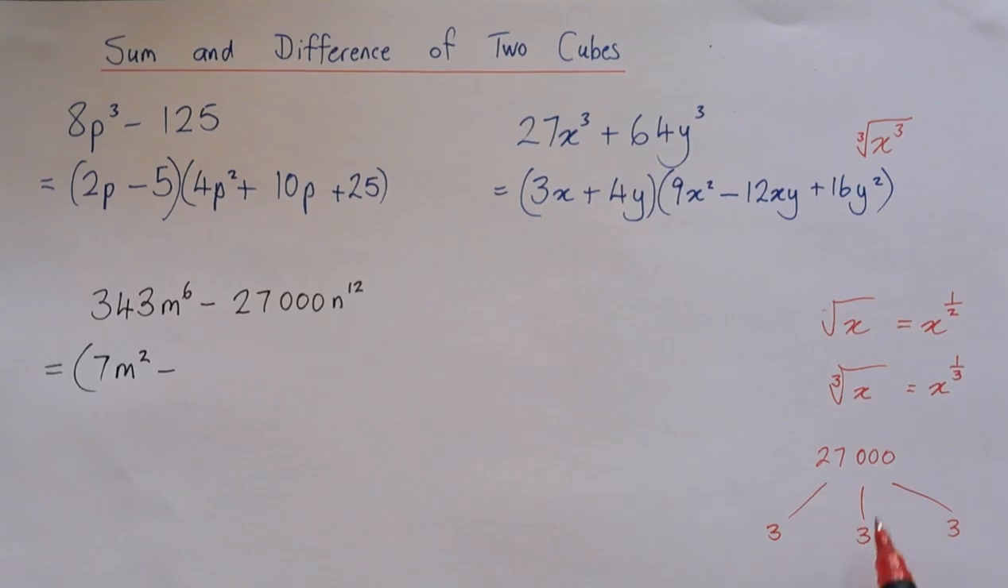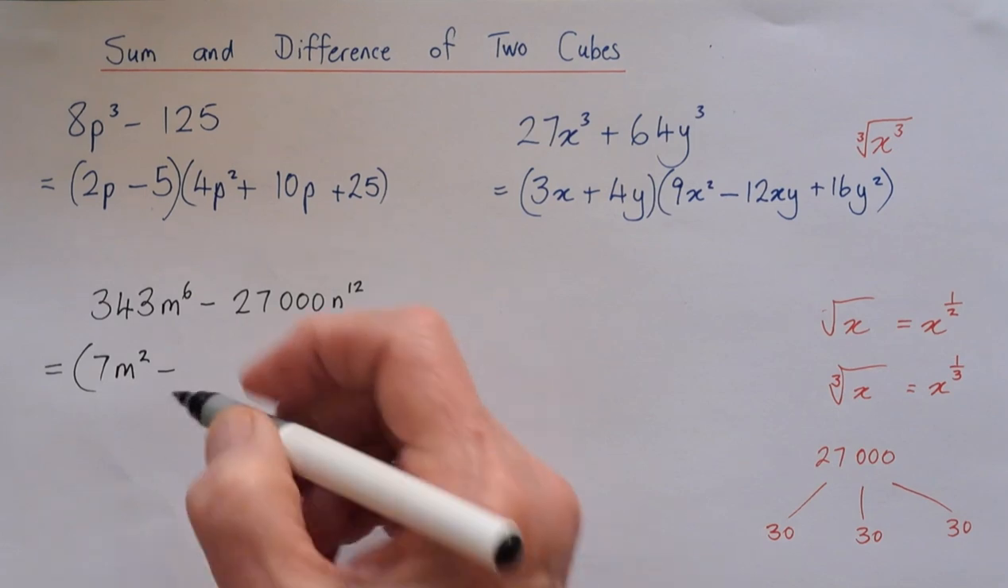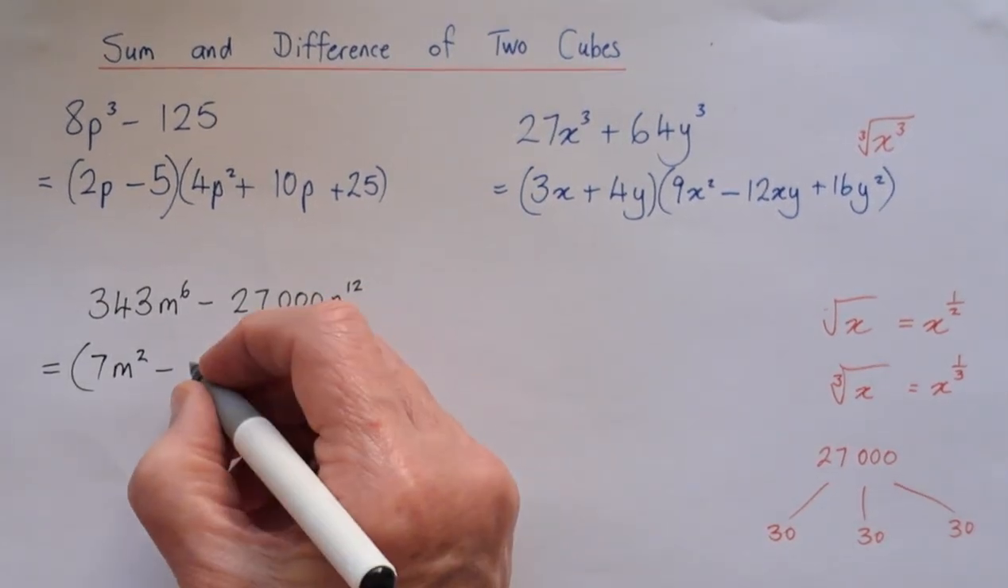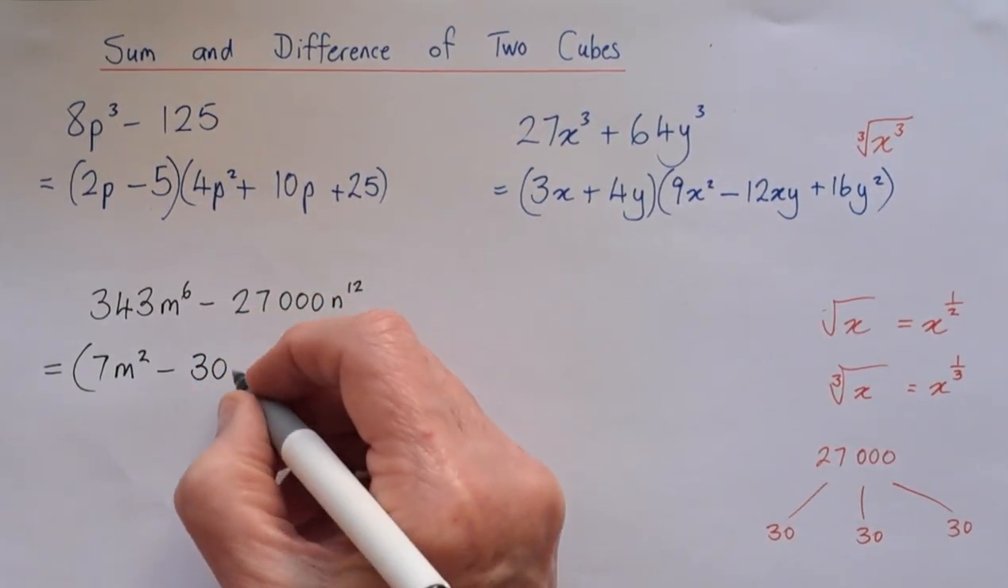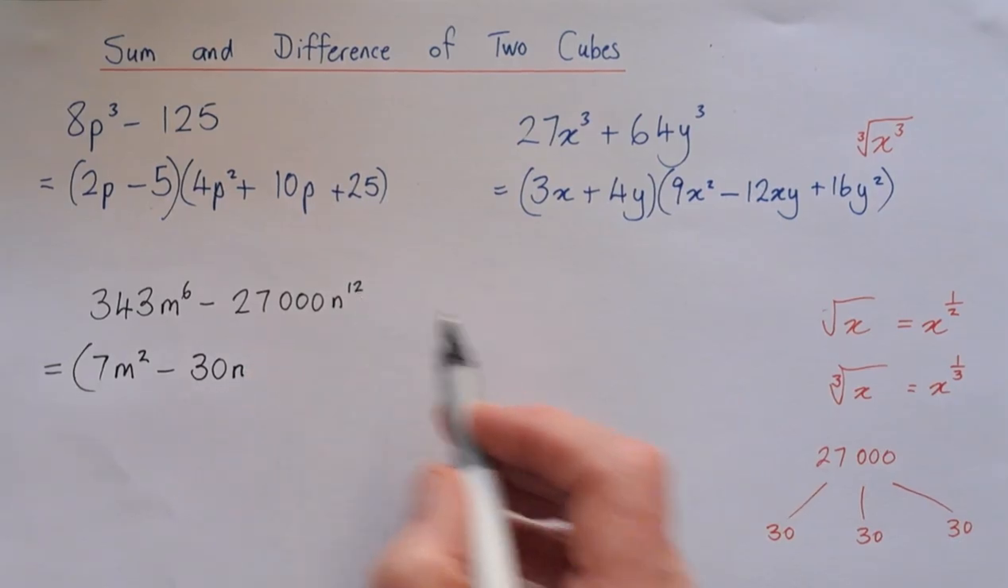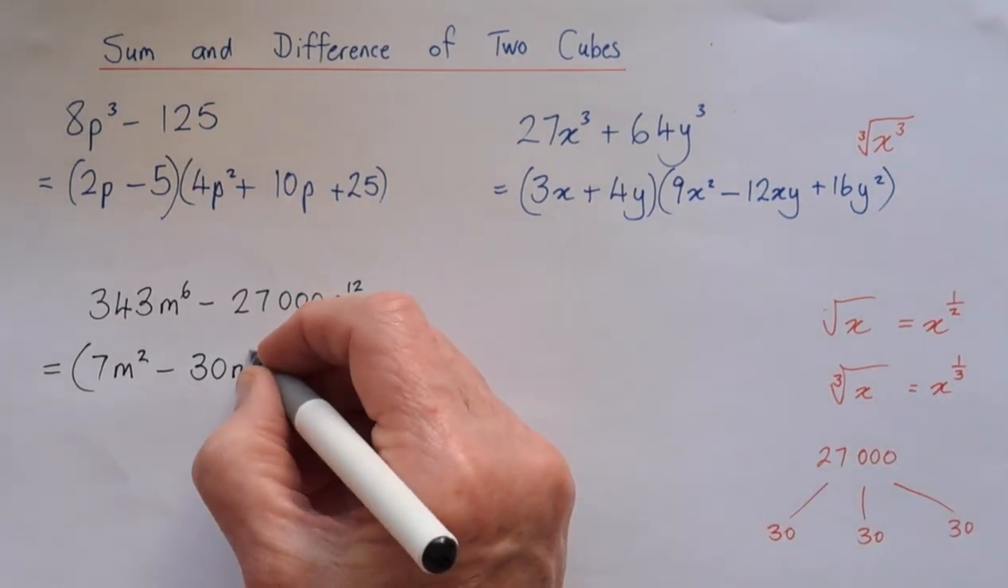But then because we're having to split that between 3 factors, and I've got 3 zeros, it means that each of those is going to get one of the zeros. So let's double check back. 3 times 3 is 9, 9 times 3 is 27. When we multiply by 10, we put on an extra 0, another 10, and another 10, and that gives us 27,000. So the cube root of 27,000 is 30, and n to the power of 12 divided by 3 is going to give me 4.